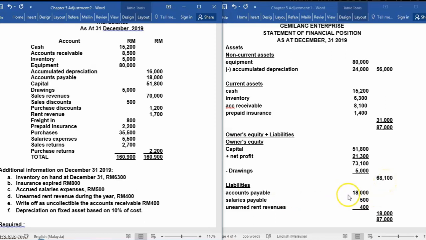And liabilities, account payable, you can get from the trial balance. Salaries payable, you get from the adjusted trial balance. Unearned rent revenue from the adjusted trial balance, and you get the total for current liabilities, 18,000. So 18,000 plus owner's equity, you will get 87,000. So the conclusion here: asset 87,000 equals owner's equity plus liabilities 87,000.